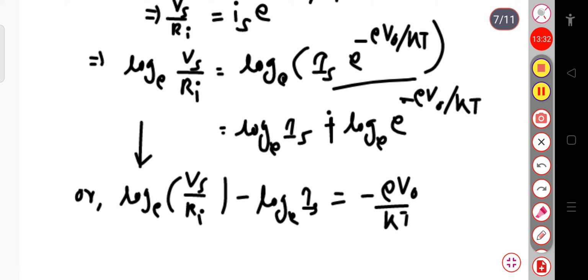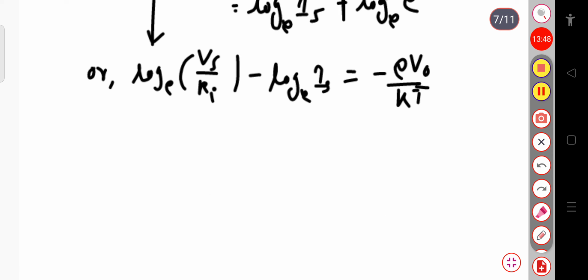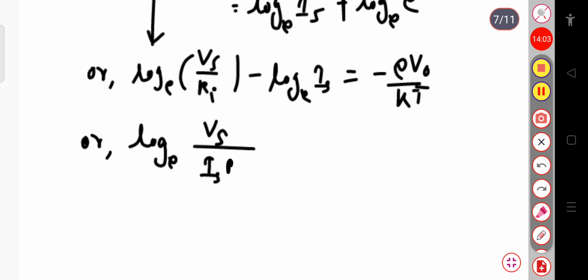So now this log e base e goes to 1, and that is equal to minus eVo divided by Kt. So here this is our final expression. Now if I write it again, this will be log A minus log B, so this is log A by B. So we can write this as log base e Vs divided by Is Ri, that is equal to minus eVo divided by Kt.